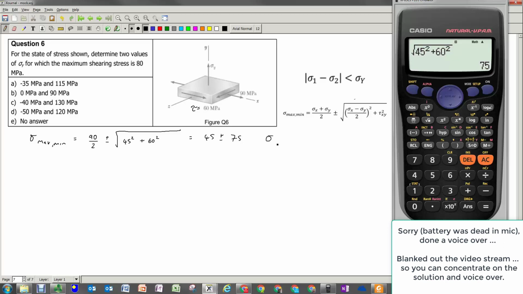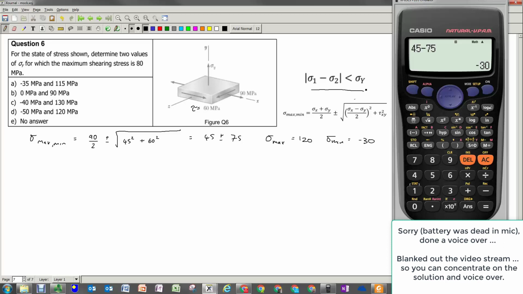So my stress can be represented by two components. The largest one is going to be the 45 plus 75, which is 120, and the smallest one is going to be represented by the 45 take away 75. So all I've done at the moment is work out how that plane, that stress state, can be represented by these two stress terms.